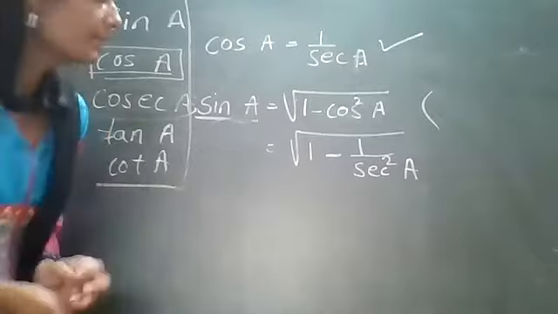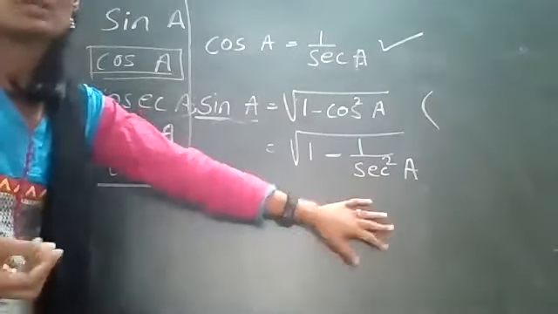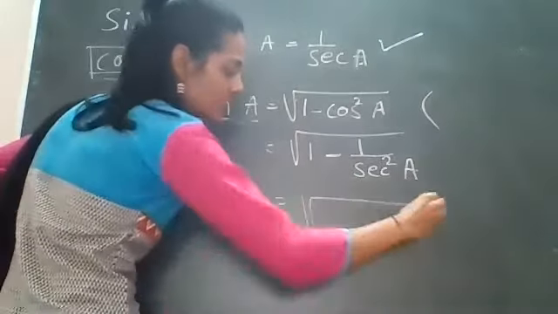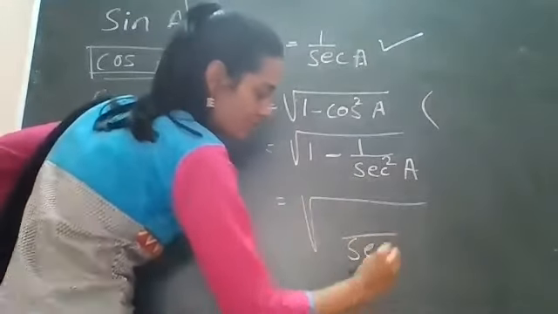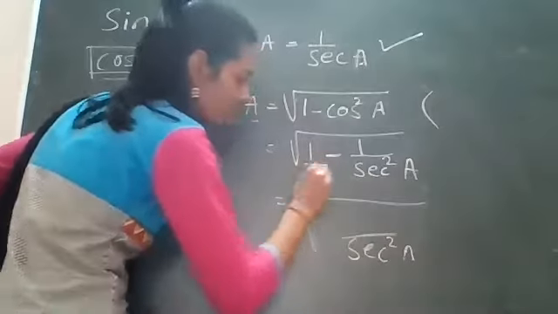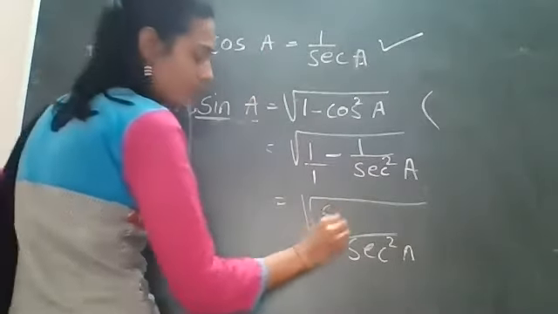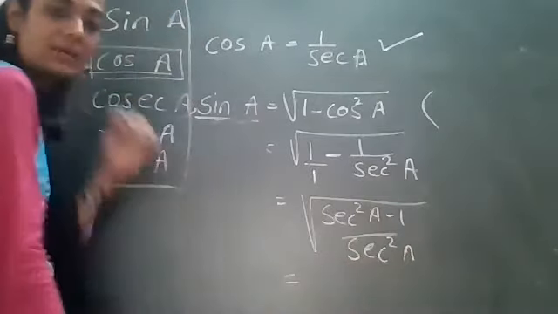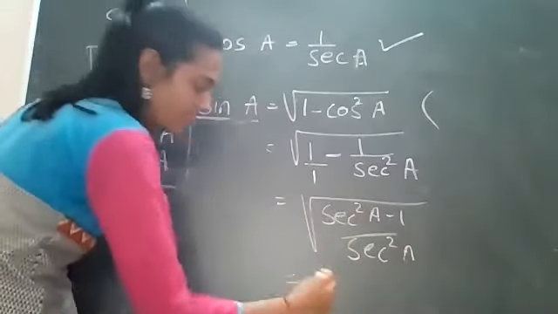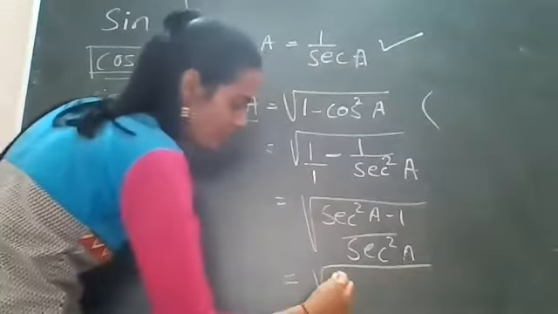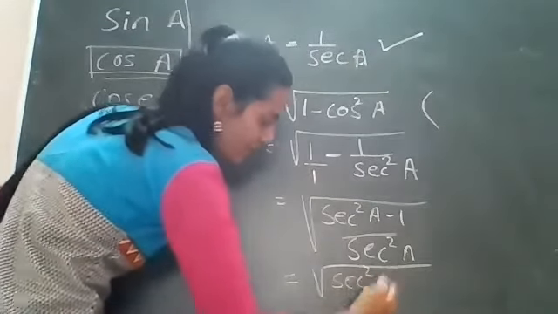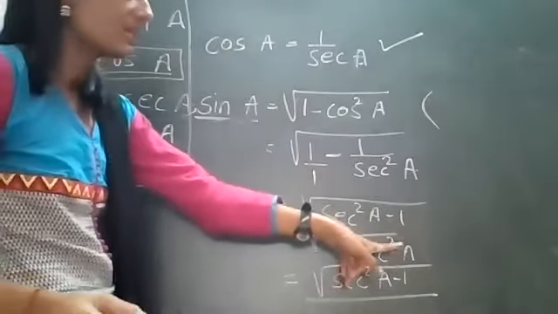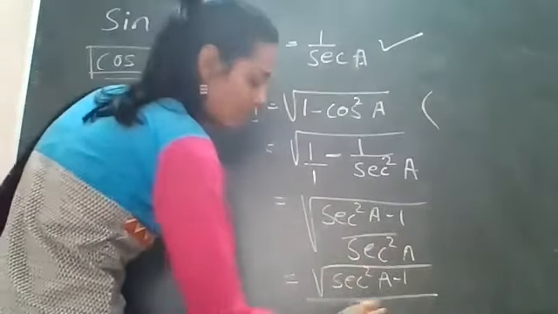Has anyone done it? Take the LCM over here, because under this we take the LCM. So the LCM will be sec square A. Here nothing is there, which means 1 is there. So what will become? Sec square A minus 1. Now taking out the square root: on the upper side we cannot take out the square root, so we write square root of sec square A minus 1. And here we can take out the square root of sec square A, so we write just sec A only.